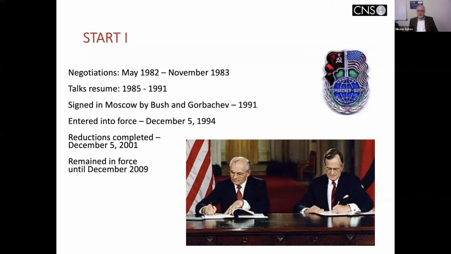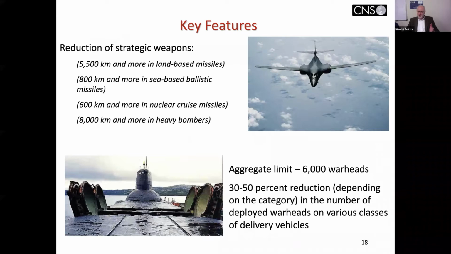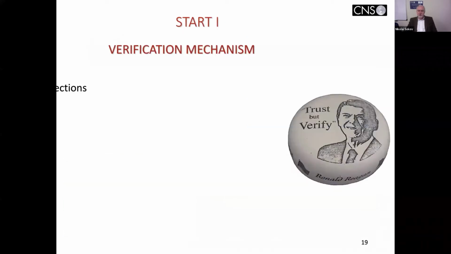The reductions prescribed by the treaty were completed in 7 years, in 2001. The treaty remained in force until the end of 2009. In fact, the reductions implemented by the two parties were even lower than the treaty foresaw, so they were deeper reductions. Okay, the background slide with all the numbers and definitions is just for you to know.